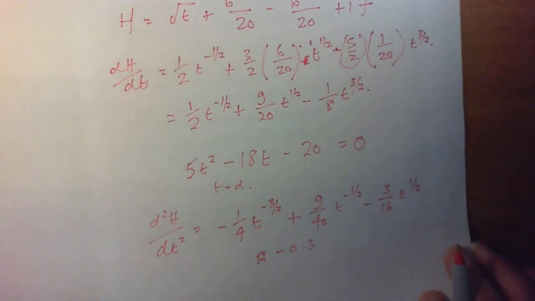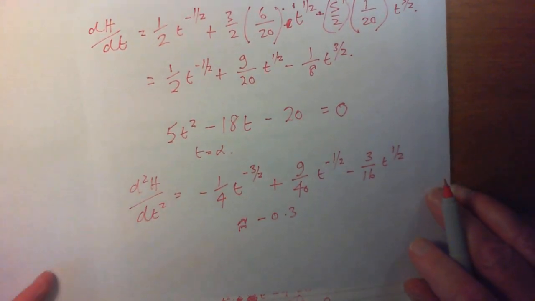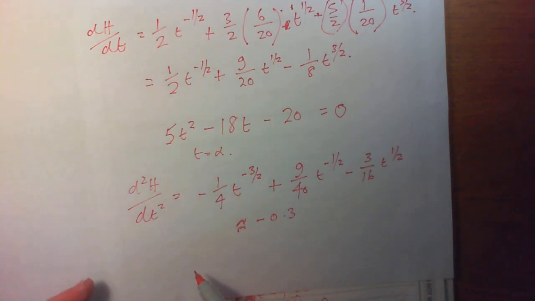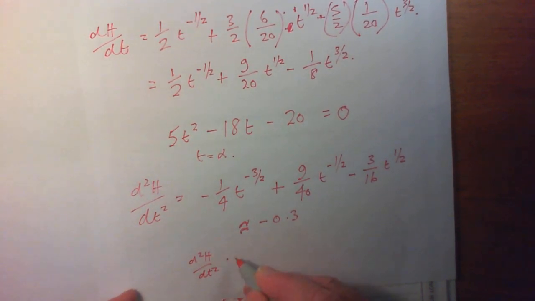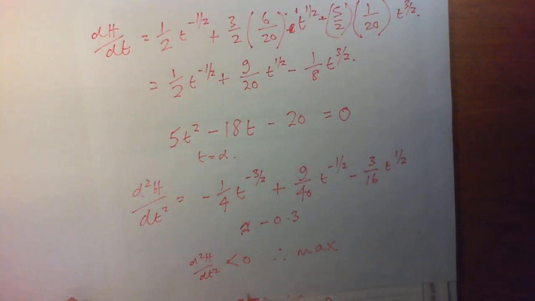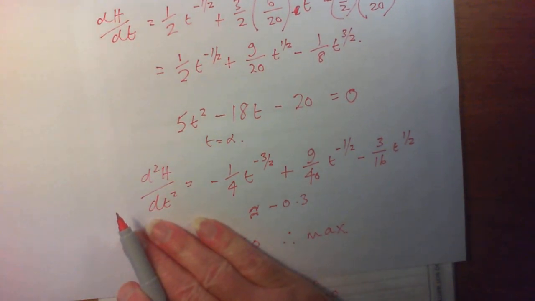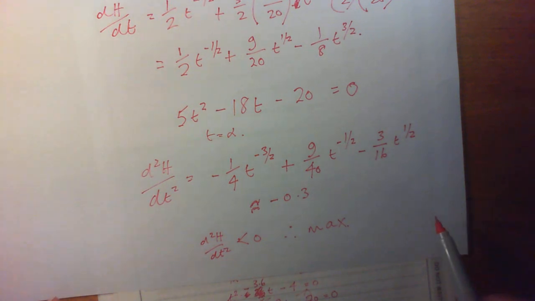But you do need to make a statement here. I can't just say, okay, the second derivative is minus 0.3, therefore it's a maximum. I need to specifically show that I know what I'm doing, i.e. d2h over dt squared is less than 0, therefore a maximum. Okay, I need to stick in that information there. If I was to leave that off and just say, okay, it's minus 0.3, therefore it's a maximum, that would lose marks. I need to state specifically that it's less than 0, therefore it's a maximum, i.e. you need to show the examiner that you know what you're doing.